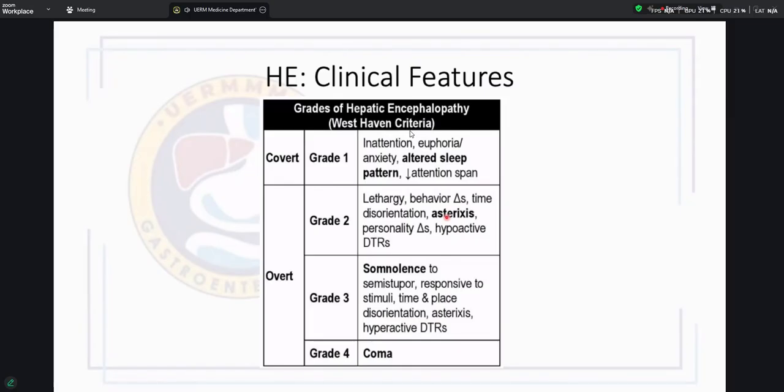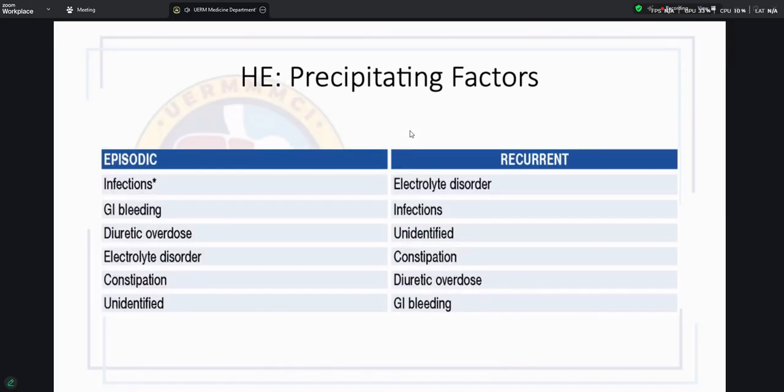That is asterixis. For grade 3, the patient will be asleep most of the time, but they can be responsive, but often they are disoriented. And the worst is the patient can eventually go into coma. So like hepatorenal syndrome, there are factors that precipitate hepatic encephalopathy. Just take a look at this table. The usual culprits are infections, electrolyte disorder, gastrointestinal bleeding, and even constipation.